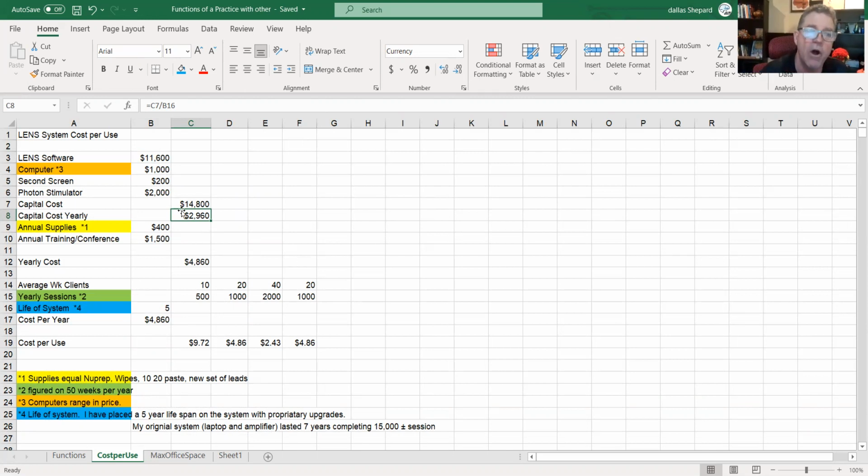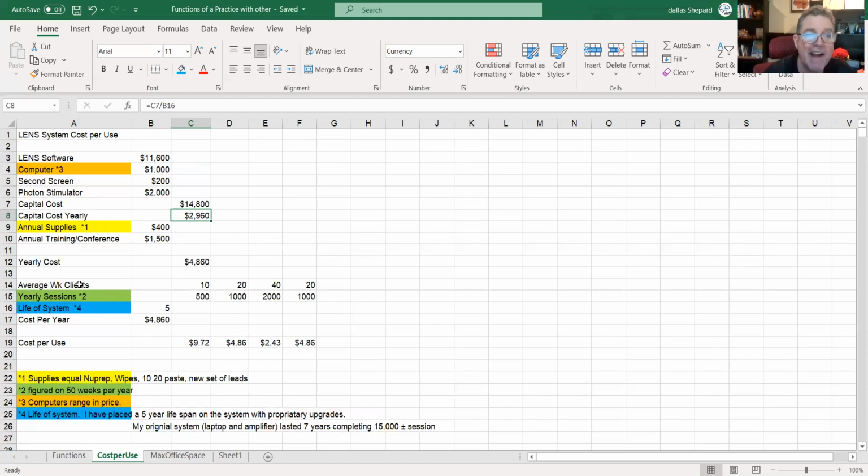So our yearly cost is about $2,960. Annual supplies, up or down, about $400. This is the new prep, 1020 paste, and actually one or two active leads. Also, if you're doing a lot of body lens, the tabs that you use can change a little bit. So we get a yearly cost of about $4,800.